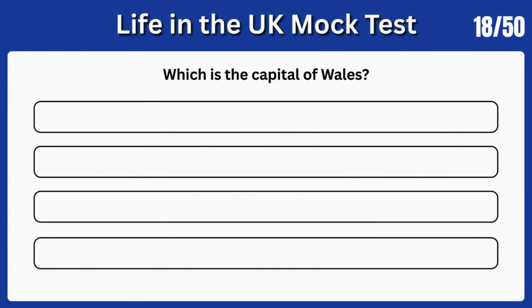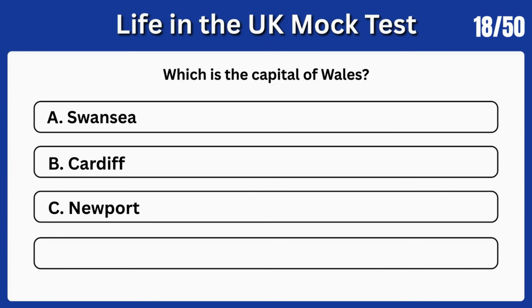Question 18. Which is the capital of Wales? A. Swansea. B. Cardiff. C. Newport. D. Bangor.